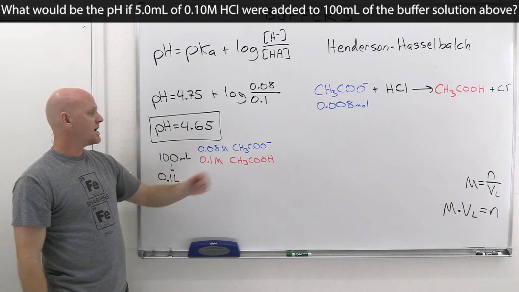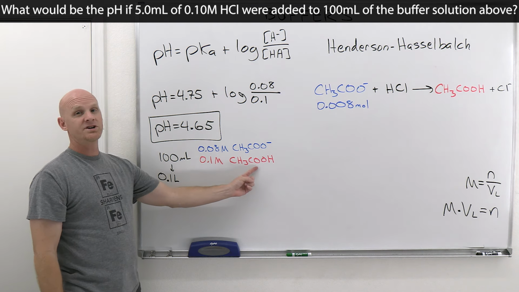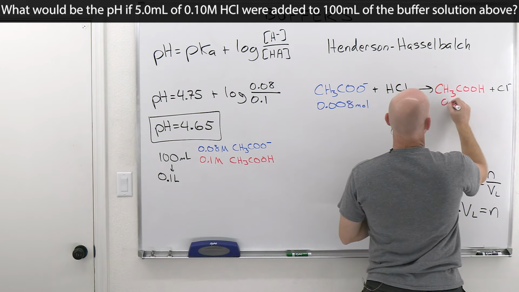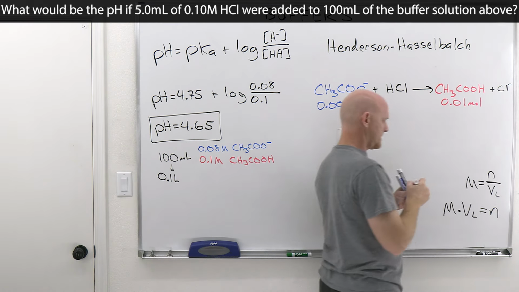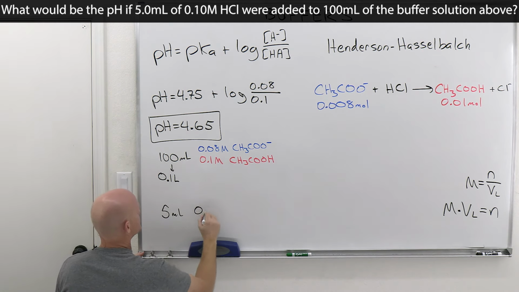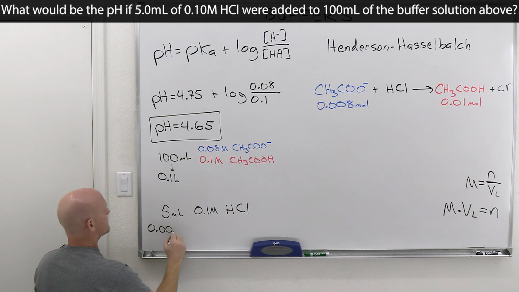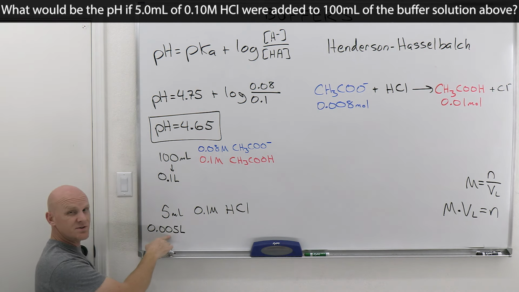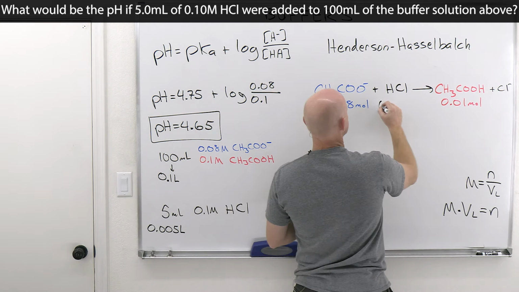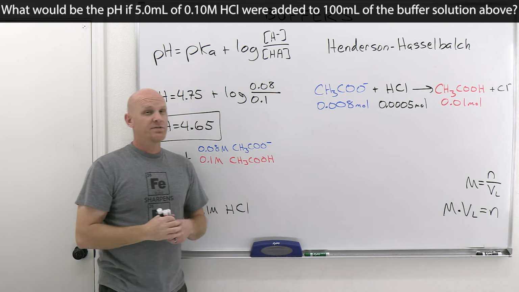And then same thing for the conjugate acid. Again, we have 0.1 liters of this buffer solution, and it's 0.1 molar in the conjugate acid. So 0.1 liters times 0.1 moles per liter is going to be 0.01 moles. And then we're adding to this solution 5 milliliters of 0.1 molar HCl. Well, 5 milliliters, that's 0.005 liters. And 0.005 liters times 0.1 moles per liter is going to be 0.0005 moles. And this is what we've started with.